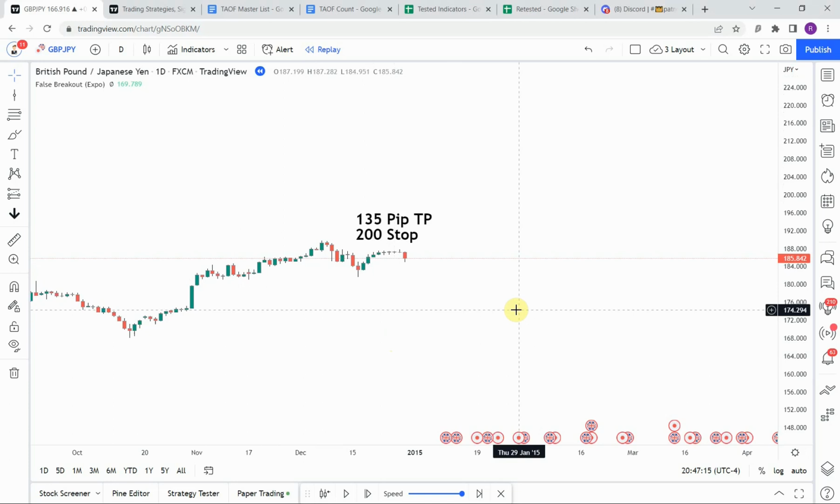Today we will be testing the false breakout indicator.